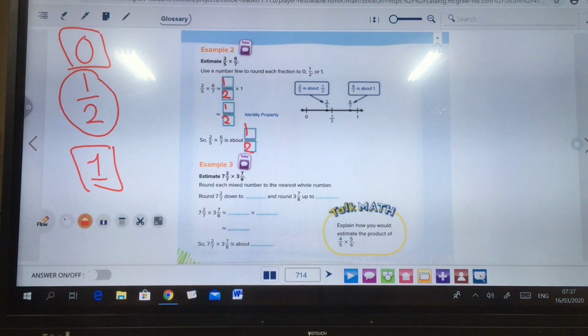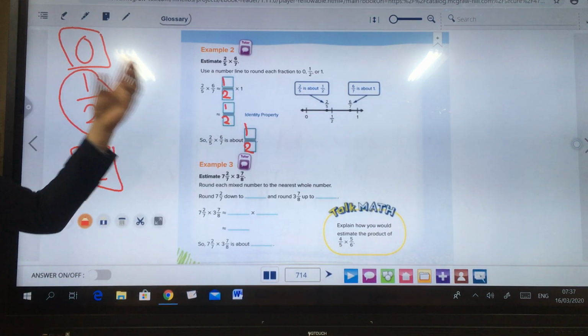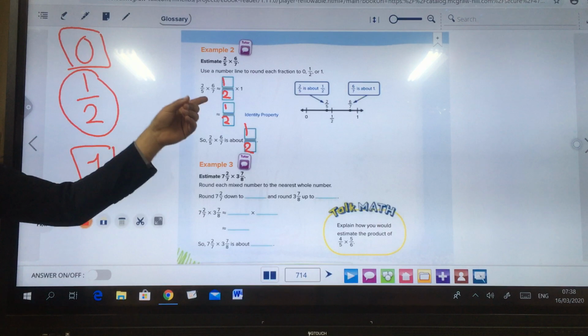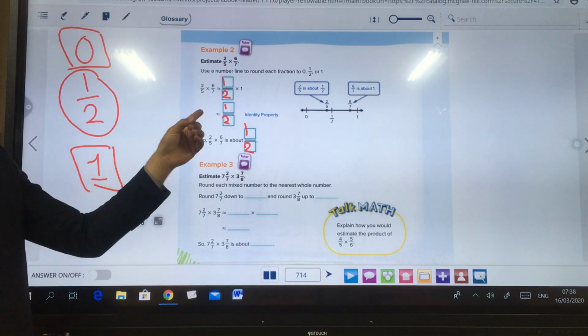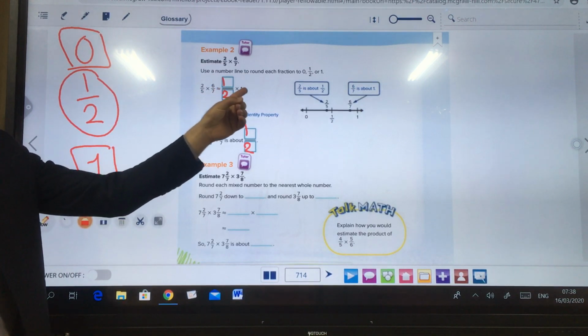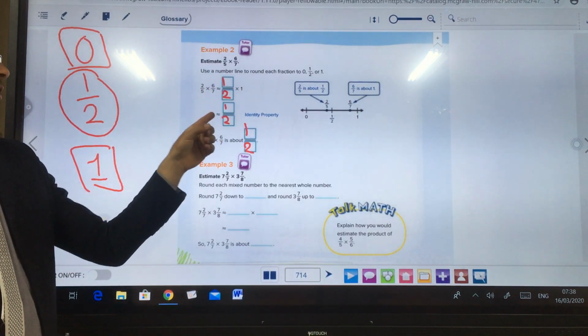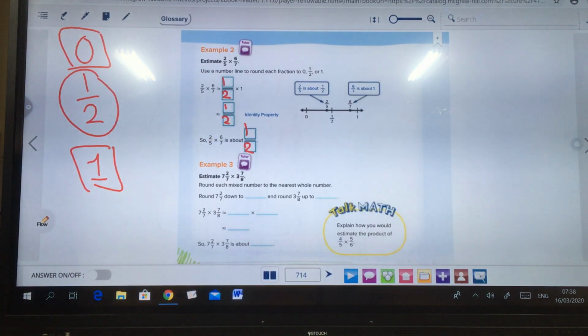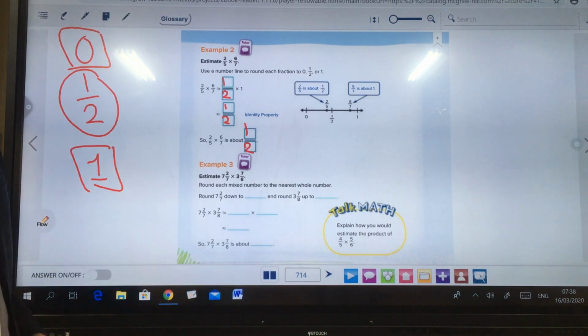We round each fraction to 0, 1/2, or 1. According to the fractions, 2 out of 5 is closer to 1/2, and 6 out of 7 is closer to 1. So 2 out of 5 times 6 out of 7 will be 1/2 times 1, and then 1/2 times 1 will be 1/2. So the estimate of 2 out of 5 times 6 out of 7 is about 1/2.